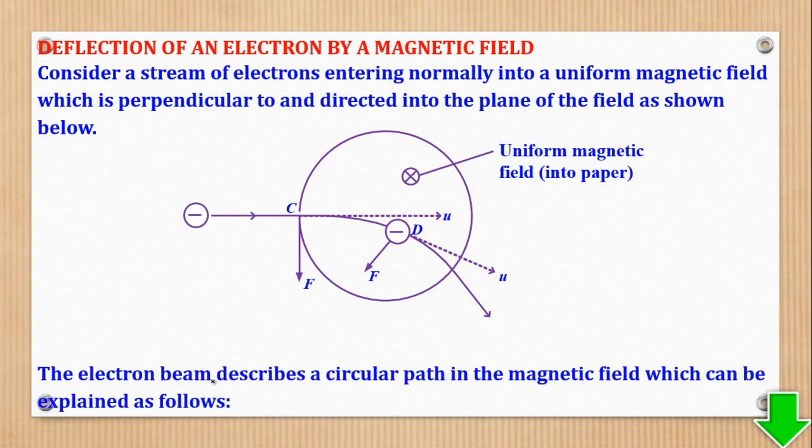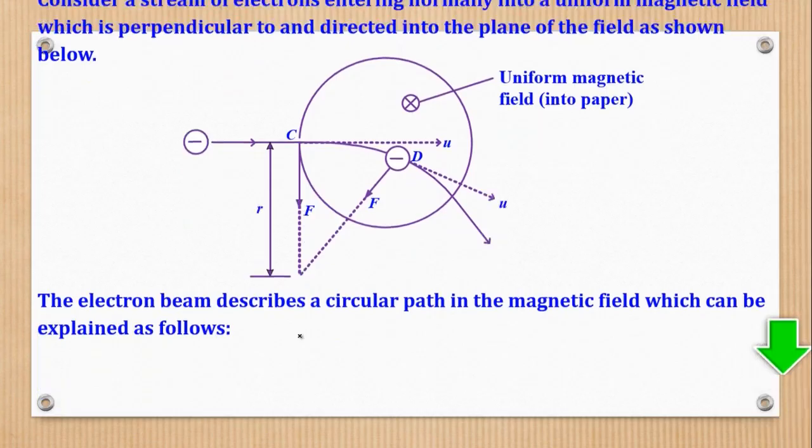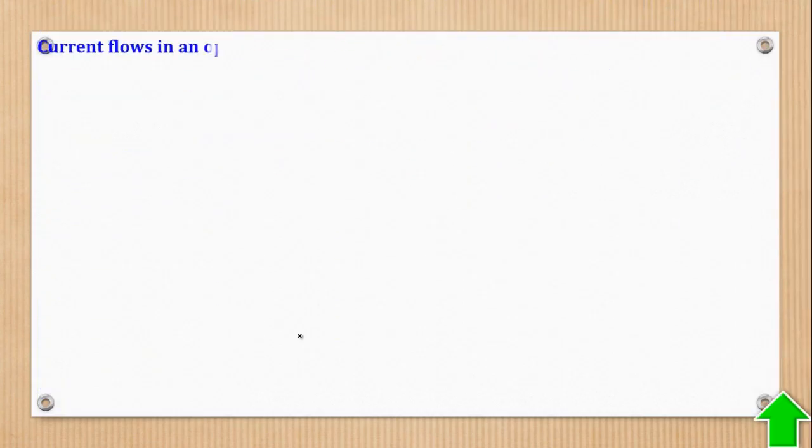So you conclude that the electron beam describes a circular path in the magnetic field, which can be explained as follows. So this path is circular. So whenever an electron enters a magnetic field, normally or in perpendicular directions, it will follow a circular path. So that means that this can be the radius of the circular path R, and this can be the center. So we are explaining why it follows a circular path.